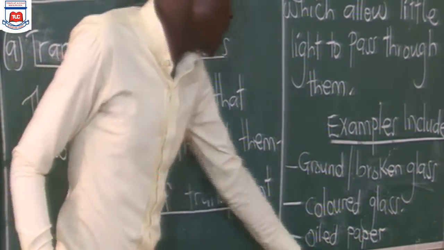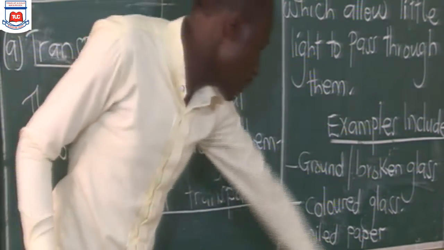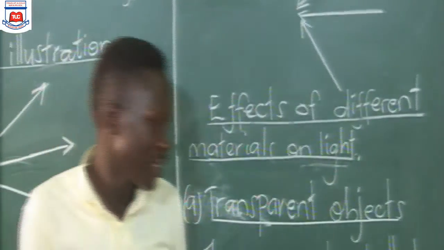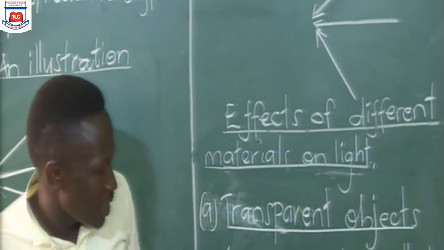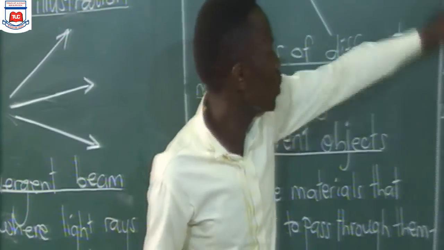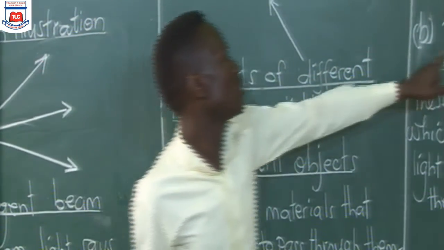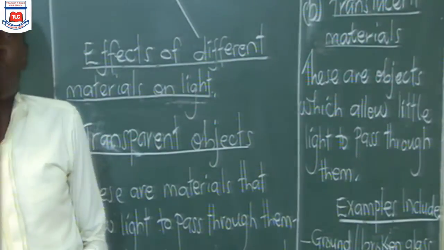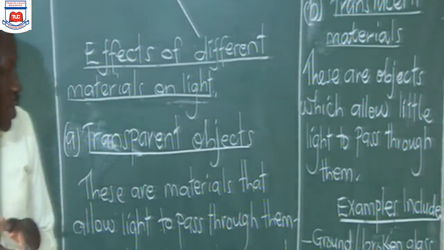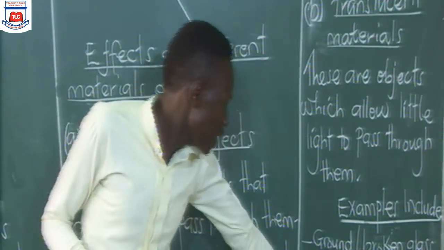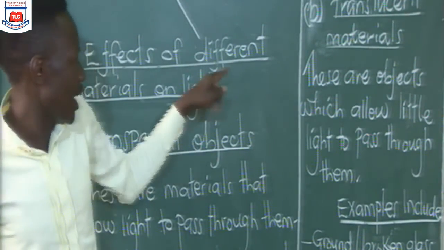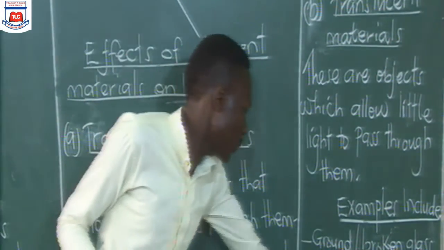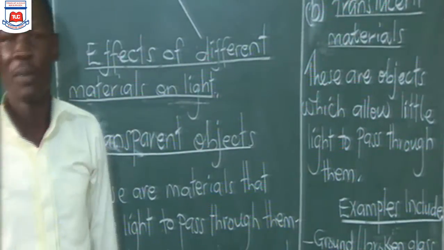Then we have oily paper. You get a piece of paper and then you apply some oil on it. It will make this paper not look transparent, but look translucent. And in that way, it will allow very little light to pass through it. So if you want a piece of paper to allow much light to pass through it, you should not apply oil on it, especially the polythene.